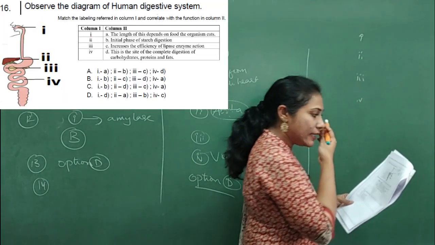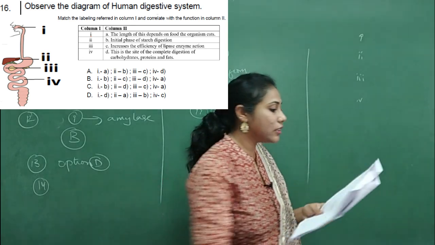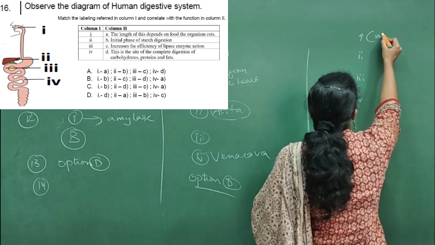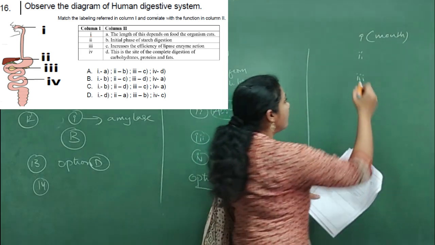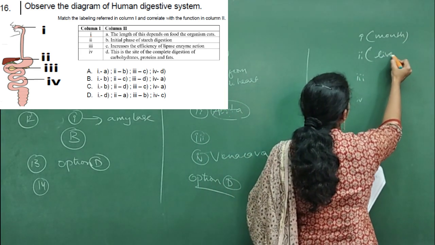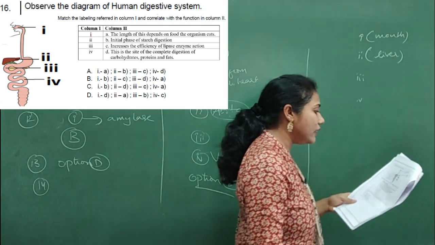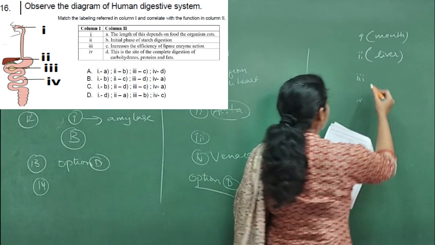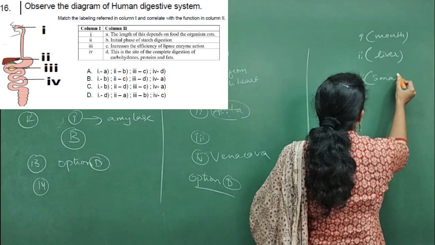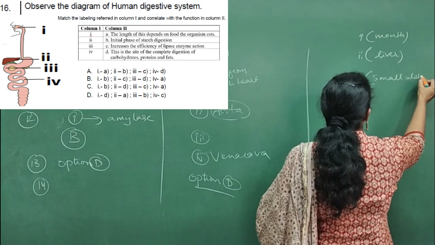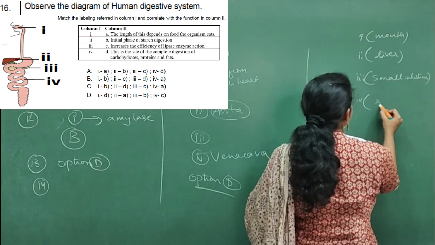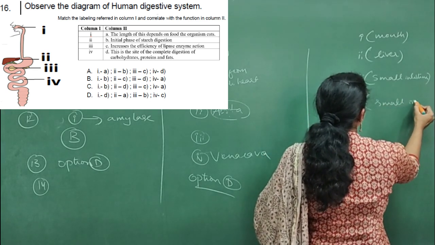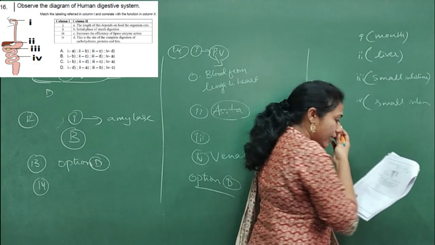See, the first one is about the mouth. Okay, so the first label is something about the mouth, and the second one you see they labeled liver, right? And the third one is actually a small intestine. Okay, and the fourth one is again a small intestine, right? So the intestine part. Okay, let's see.